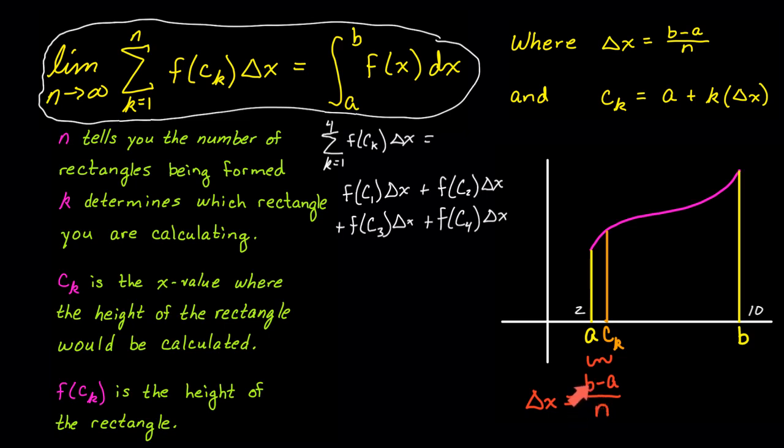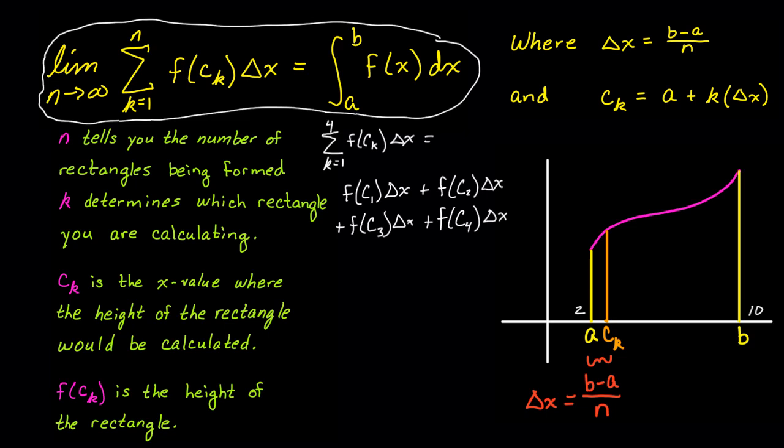It's just the upper bound minus the lower bound, and then we're going to divide that by the number of rectangles. Okay, so we have our function at each of these values, C sub 1, C sub 2, C sub 3, and C sub 4. That's the height of the rectangle. This is the base of the rectangle, and this is how you find the base of that rectangle, B minus A divided by N.